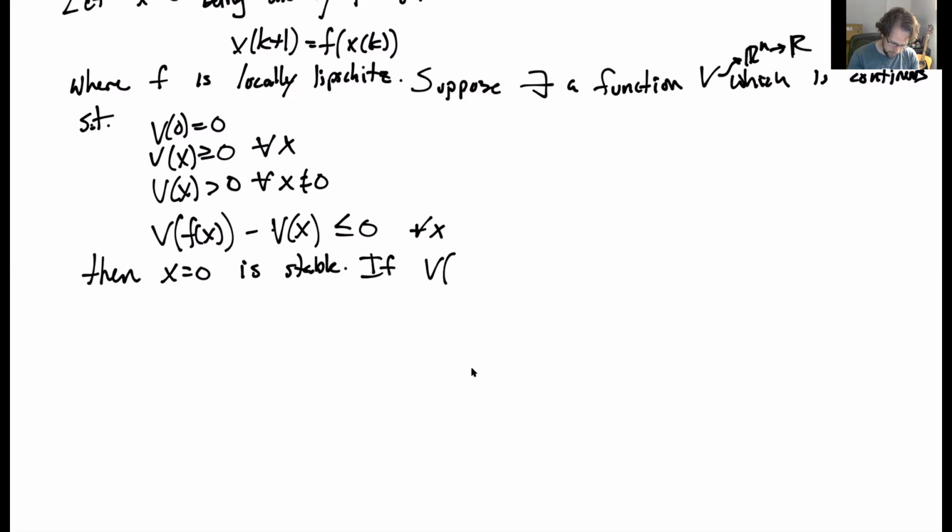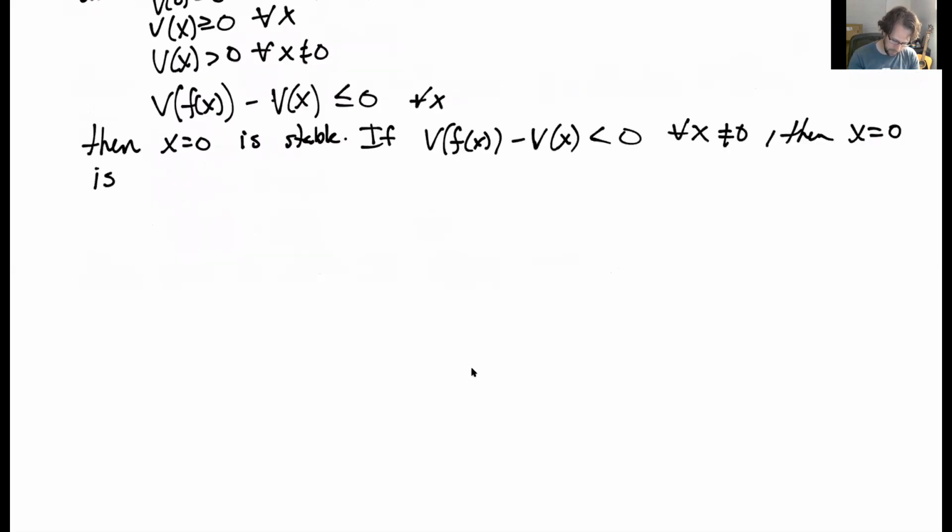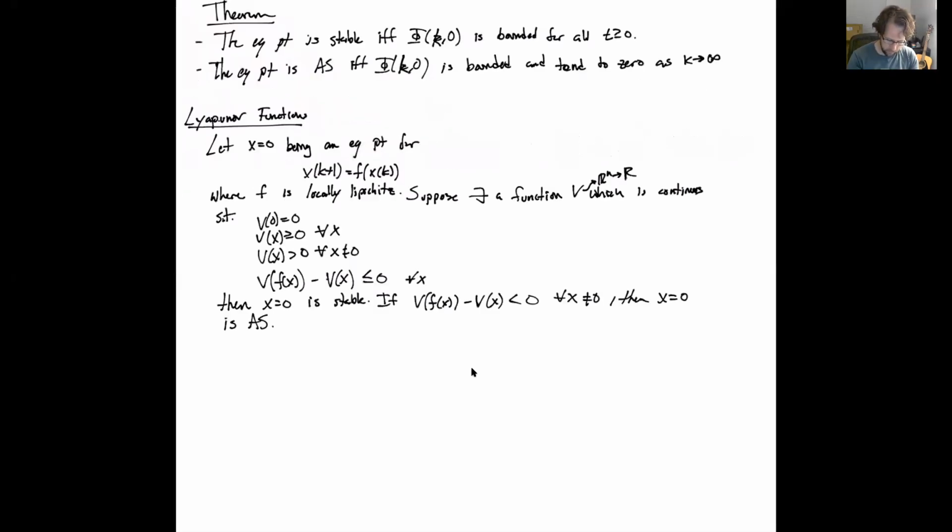And if we can say that the difference between V after the mapping and before the mapping is strictly decreasing for all x not equal to 0, then x equals 0 is asymptotically stable. So that's pretty cool. Note that it's very similar to what we saw with continuous time systems.